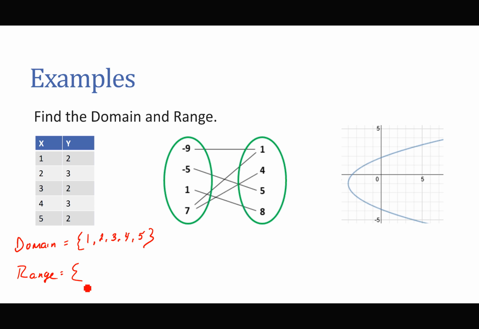Then our range, again, is just a set of numbers. But on our range here, we have 2. We don't have to write 2 three times, even though it shows up 3 times. Our range is only 2 and 3. You only have to list it 1 time, even if it duplicates itself.